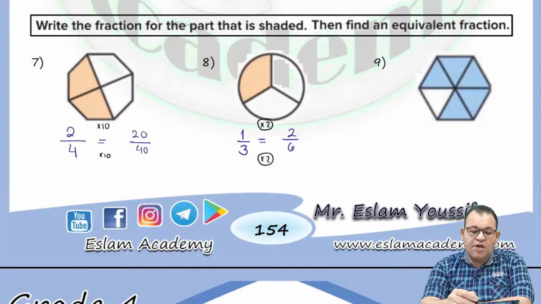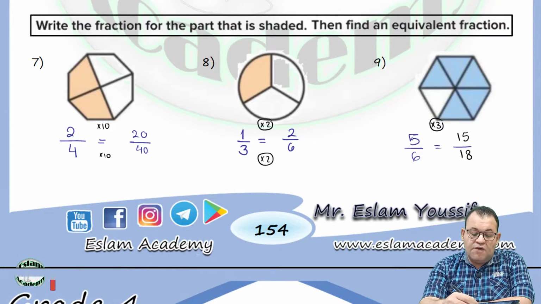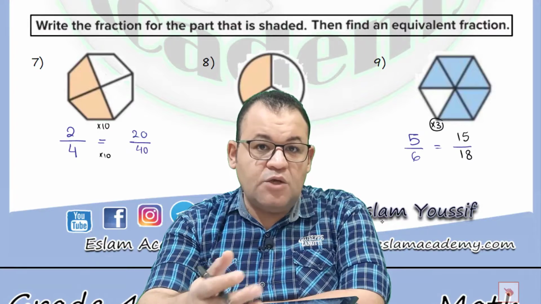In question number 9 we have 5 parts shaded out of 6 parts. So 5 out of 6. To find an equivalent fraction, all you need to do is multiply the numerator and denominator by any number. For example, I can multiply by 3. So 5 multiplied by 3 would equal 15. And 6 multiplied by 3 would equal 18. So 5 over 6 is equal to 15 over 18. That's how we can write an equivalent fraction.